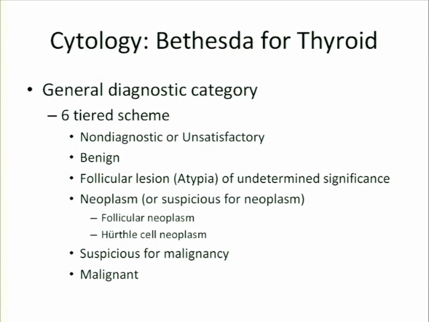Most of these, except for the atypia of undetermined significance, the neoplasm, suspicious for malignancy, those all need at least tissue to make a real diagnosis.